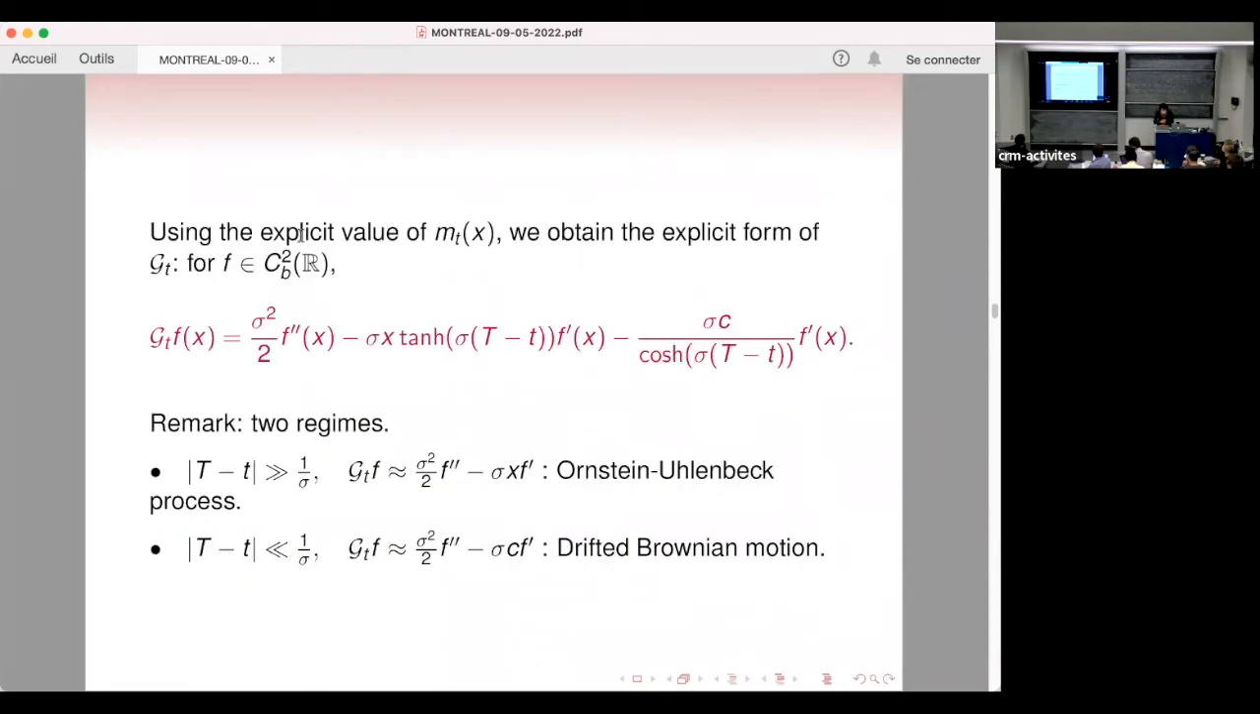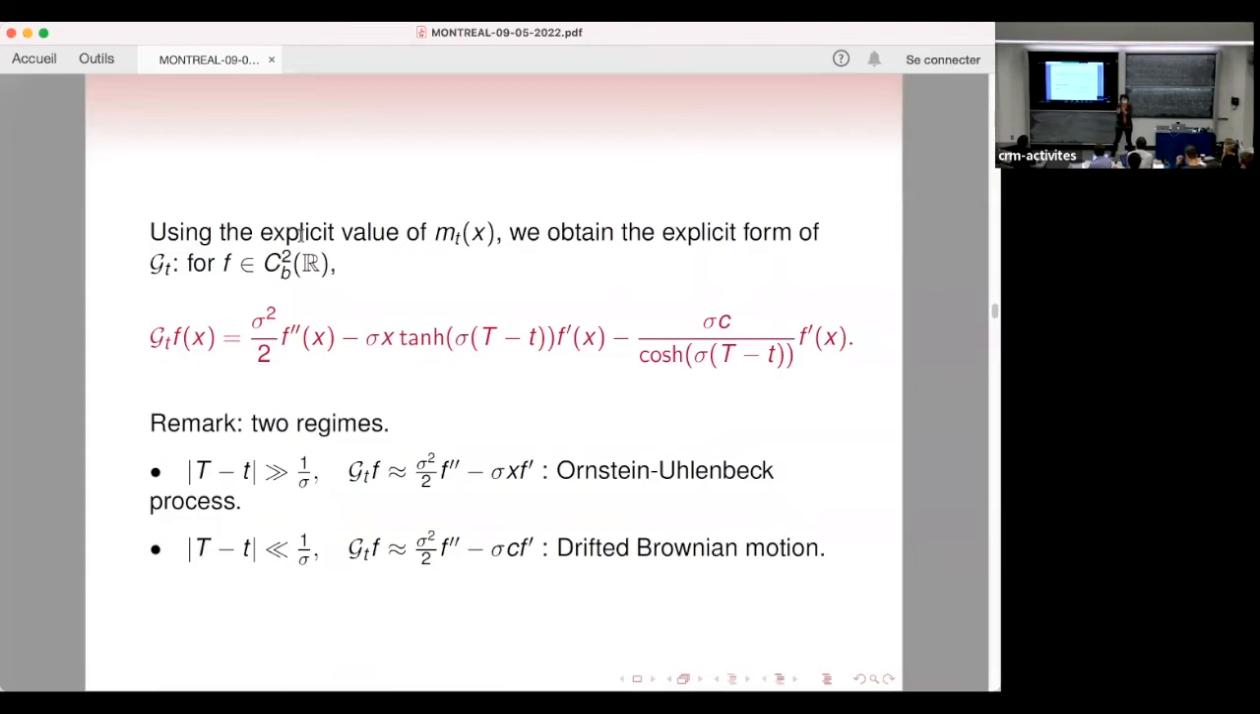I am late, so now we can use the explicit value of M_t of x, and we obtain an explicit form of the generator and of the semi-group. And you can observe that when you consider t very close to capital T, your generator is not far from a drifted Brownian motion.